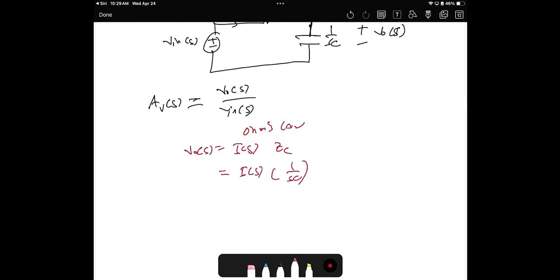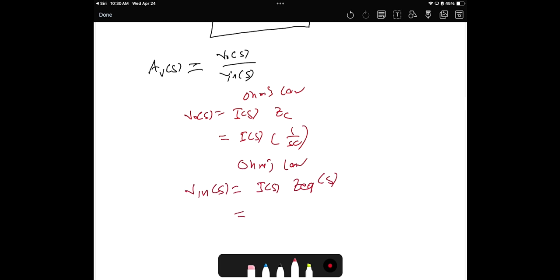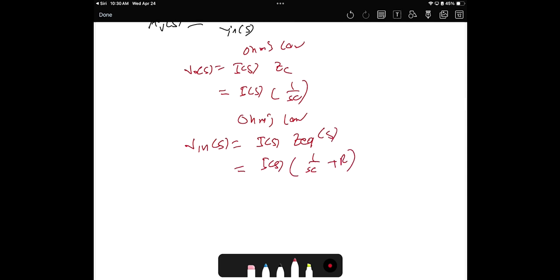How about the input voltage? When we use the transfer function, I need to make the input voltage in terms of the current. So we can also use Ohm's law for the input voltage, which is V input of S equals I of S times Z equivalent, which is 1 over SC plus R. Okay?